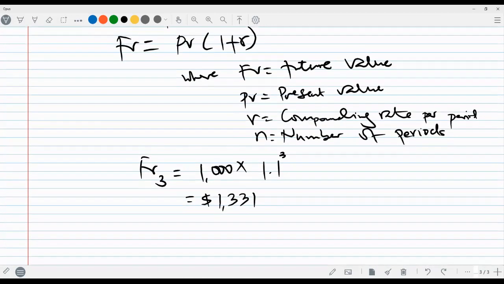Clear? That's compounding a simple cash flow, or compounding a lump sum. Any question?